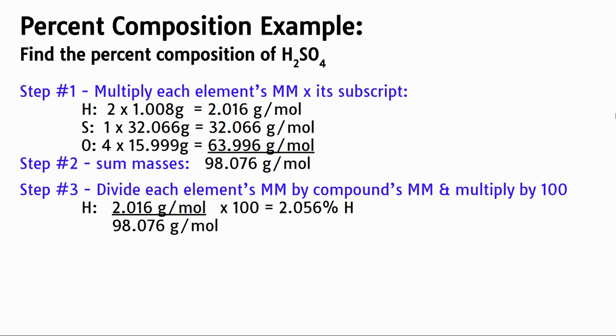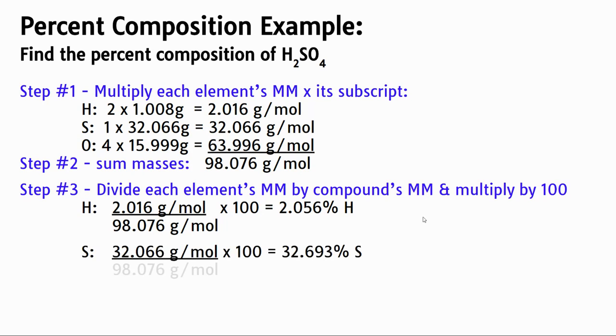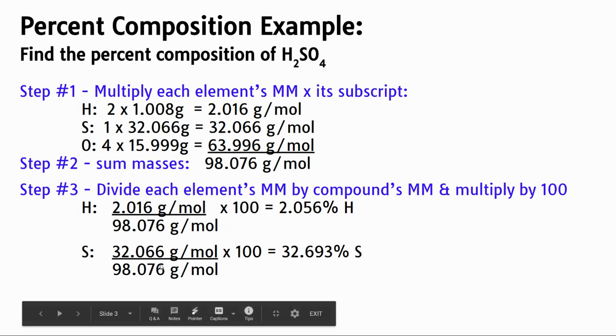So for hydrogen, we would divide the molar mass of the hydrogen, how much hydrogen is contributing to the compound, by the actual molar mass of the entire compound, multiply by 100, and we get just over 2%. Then we take sulfur. We said that the sulfur in this compound is about 32 grams, divided by the entire molar mass gives us a little over 32%.